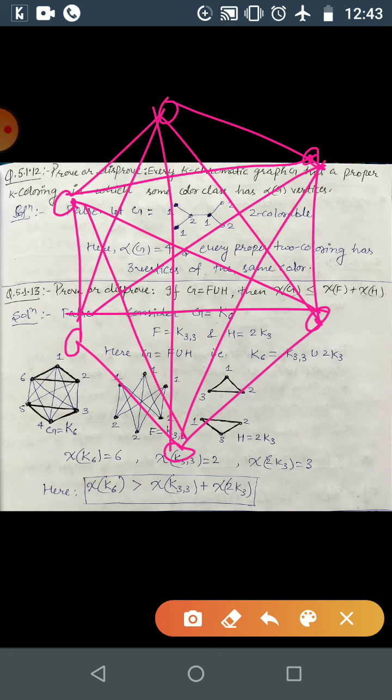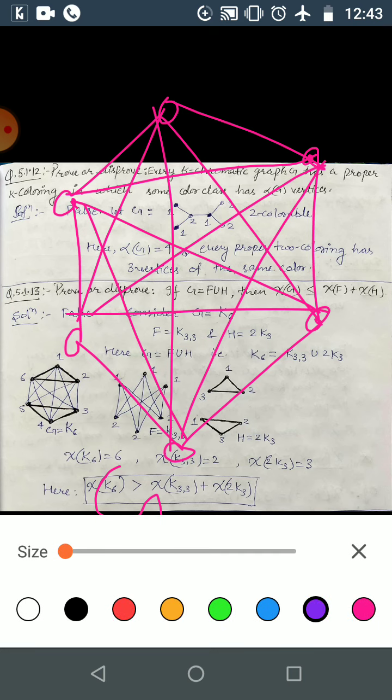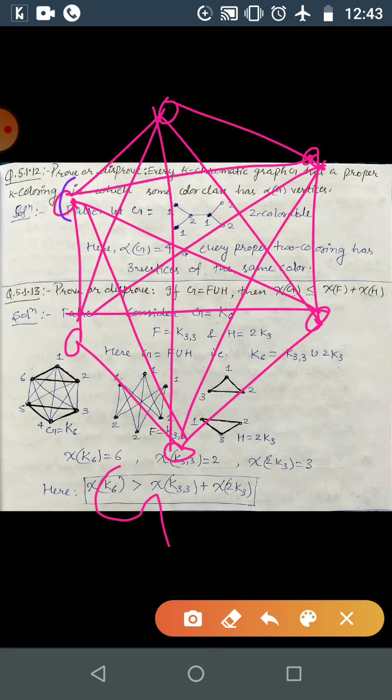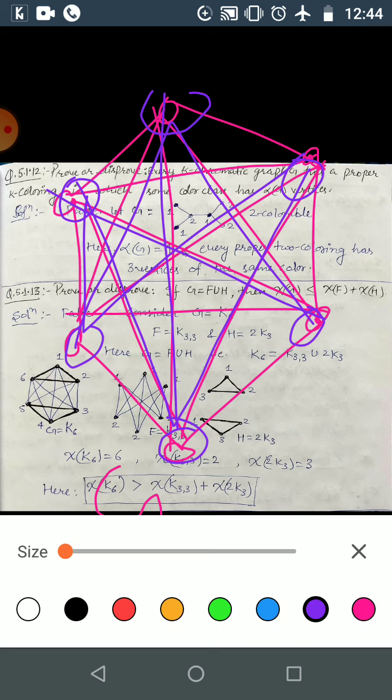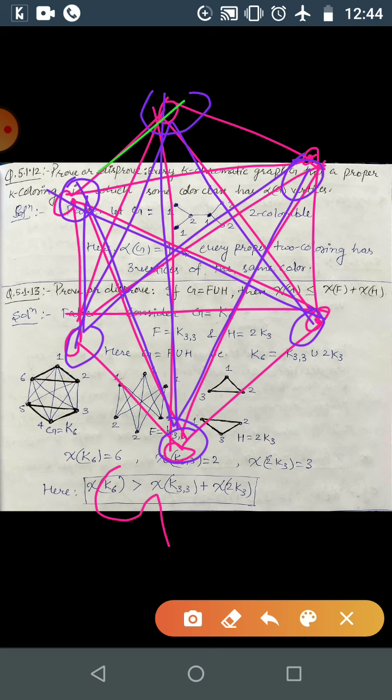Correct. This is the K6. So here you can consider this one as G, and can you write this as a union of two graphs? Obviously we can. You can just take F as this bipartiteness part, and this one. This middle part you can just take as F, and H you can take as this one.